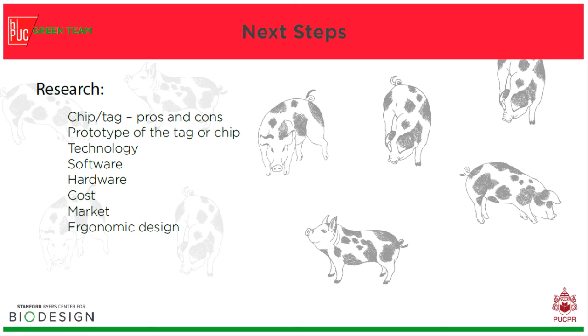Cost and market. We need to ensure that this is going to be a solution that is going to either provide a return on investment for the investors or the people that would buy these tags, or that it would be cheaper than what is already spent on antibiotics. And like we said, we really need an ergonomic design because the market demands that. We need the pigs to be stress-free so that the meat isn't hard.